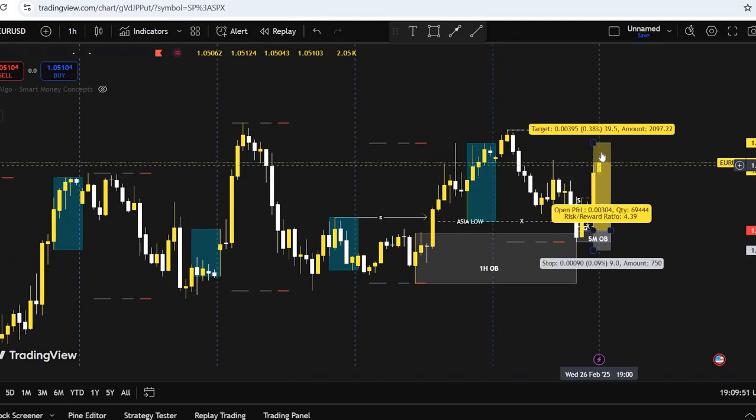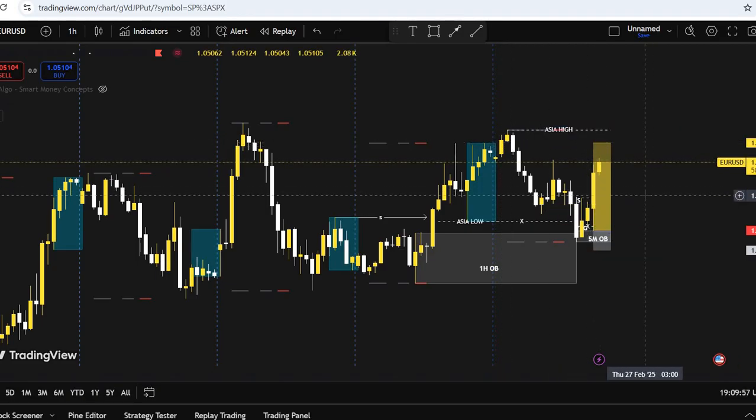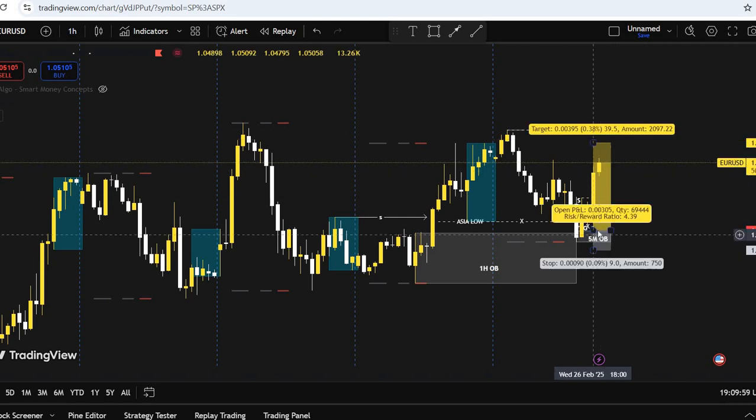It's a 1 to 4.3. I'm targeting somewhere around this Asia high right here. We're about to hit our TP. I've already broke even and I'm trailing my stops.